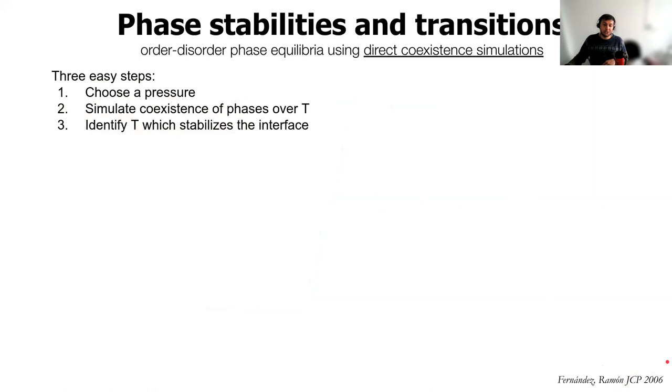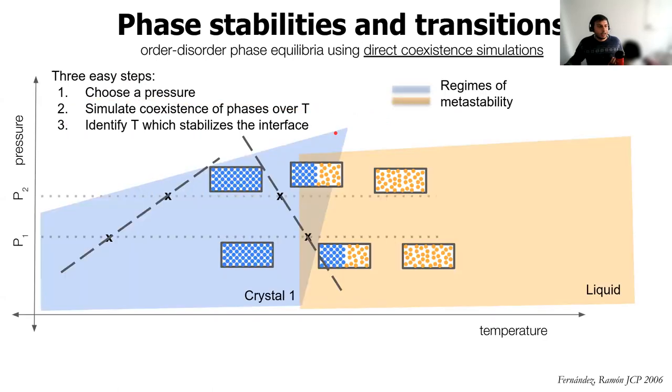And I use an approach which was, let's say, state of the art from a while ago, which is direct coexistence simulation. The simplest simulation, which doesn't require any order parameters. The idea is that you choose a pressure and simulate the coexistence of two phases. So you take half of a solid and half of a liquid with a stable interface, and you simulate the same system at different temperatures. At low temperatures, the entire system will freeze. At high temperatures, the entire system will liquefy. But all temperatures below a given temperature will lead to freezing, and all temperatures above that will lead to melting. And that temperature will be your melting temperature.